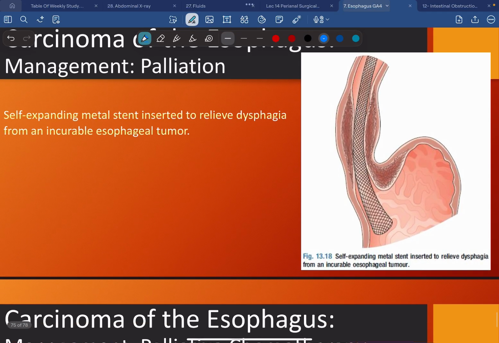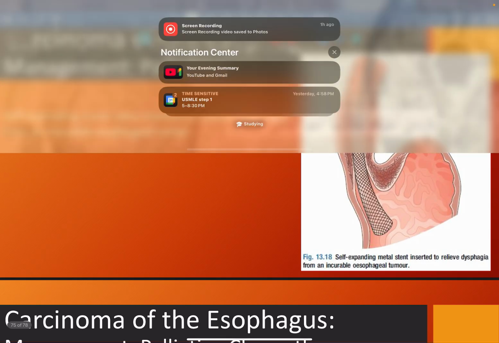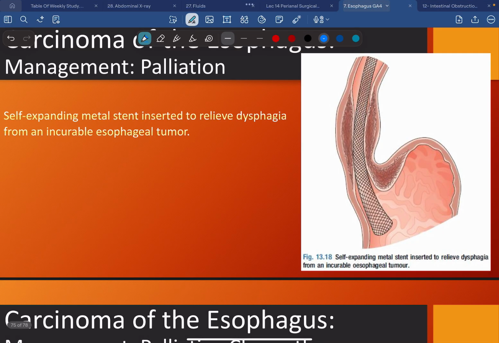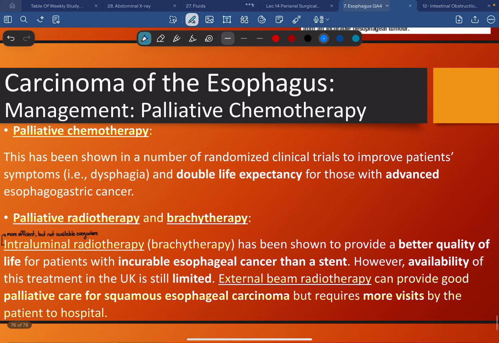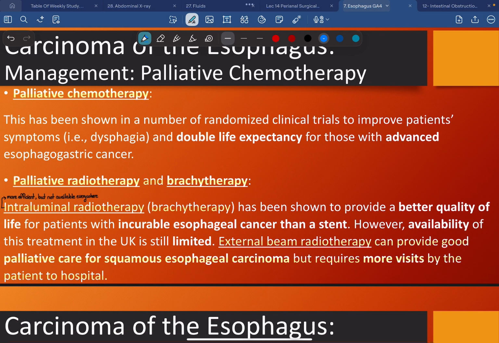The most successful palliation is the self-expanding metal stent. This is why we are not doing any palliative esophagectomy anymore, except in very few cases. This stent will result in good palliation of dysphagia. Palliative chemotherapy can also improve the symptoms and increase the life expectancy.